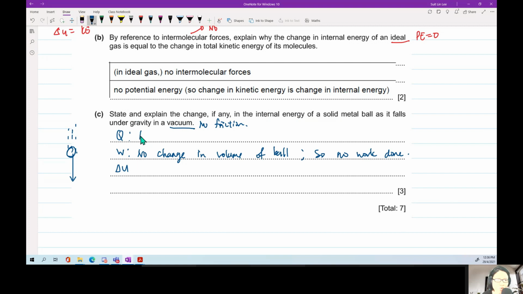You can say there's no resistive forces, no friction, no drag force, nothing on the ball in vacuum. So no heat transfer to the ball. Everybody 0, my favorite number. Hence, internal energy does not change.